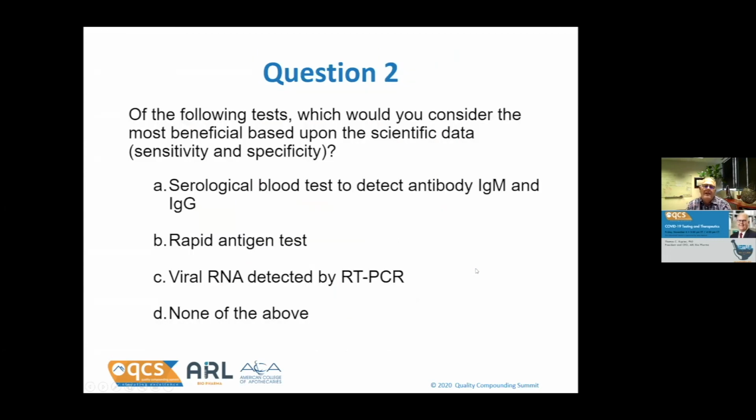Okay, let's look at the second question. Of the following tests, which would you consider the most beneficial based upon the scientific data of sensitivity and specificity, and probably you should consider the positive predictive value and the negative predictive value? Would you consider A, a serological blood test to detect the antibody IgM, IgG? Or do you think a rapid antigen test would be more beneficial?